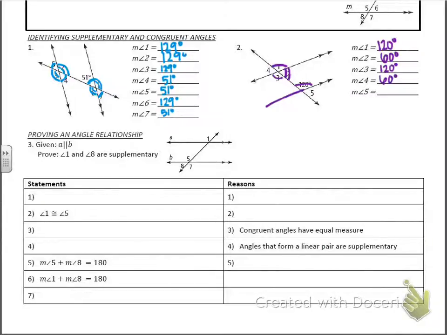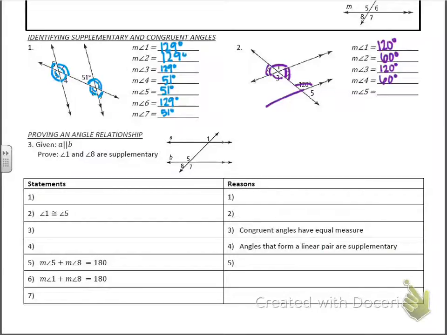Yeah, but what other angle? It doesn't matter. Pick. How'd you get 60? Vertical angle to 2. So angle 4 is vertical to angle 2. Christian, what's another reason? 4 and 1 are a linear pair, so they are supplementary.